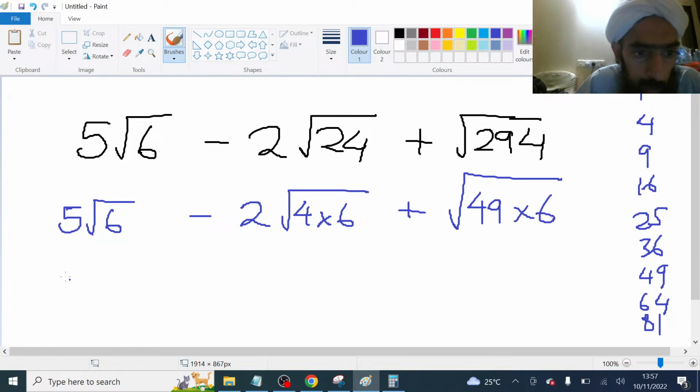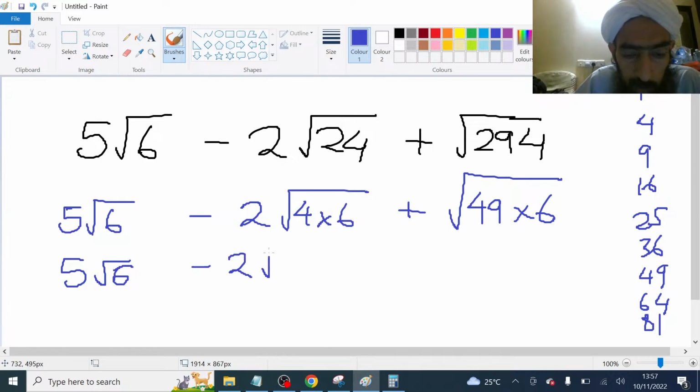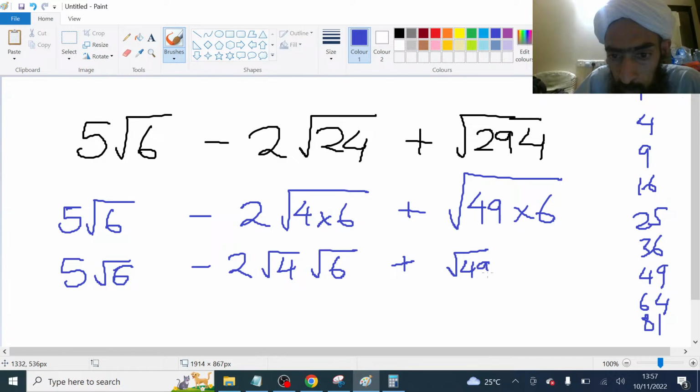Okay, now let's do the split. So 5 root 6 stays as it is. Then 2 root 4 gets split, root 6. I've dropped the times sign here. You've got to be used to working without the times sign. And then root 294 would be root 49 root 6. Okay, let's work out the square roots we can. So we've got 2. Oh, actually, maybe I dropped the times sign too early. Let's put it back in.